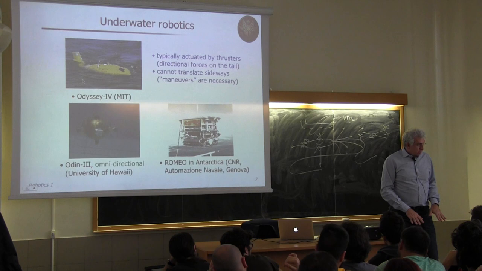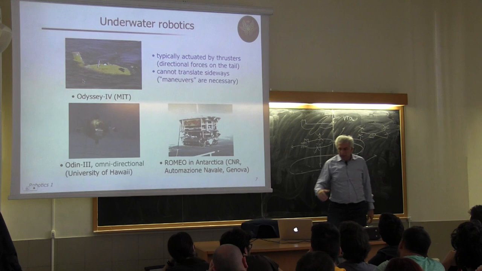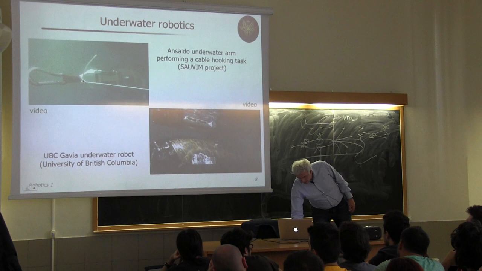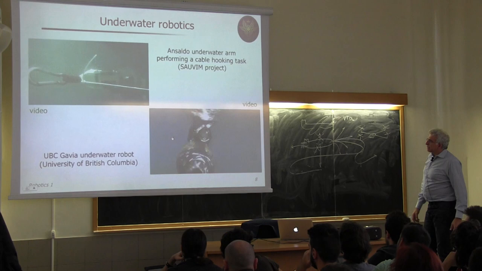Also visibility, if you plan to use cameras, may be corrupted. There is no light. And all these things are very important for autonomy. Here I have a couple of videos. Let's start with this one, which shows exactly this kind of mobility. This is an underwater robot developed in Canada, UBC Gavia.